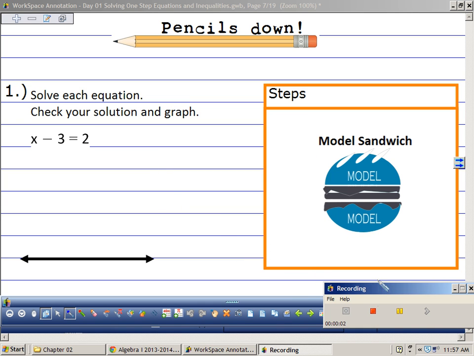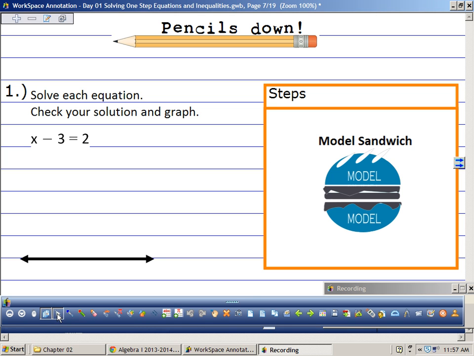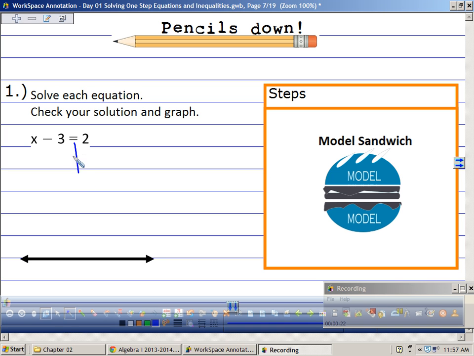Using inequalities and equations. So I'm going to go ahead and solve this equation just like I did with the algebra tile. Okay, same exact problem. X minus 3 equals 2. My first step is to establish that we have an equal sign here, so we have two separate sides of our equation.